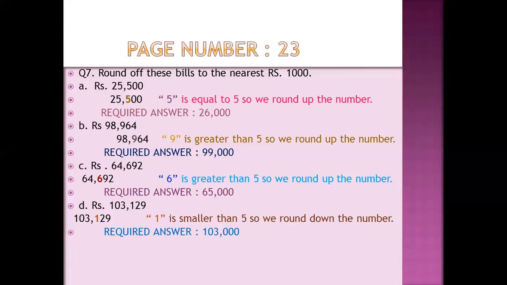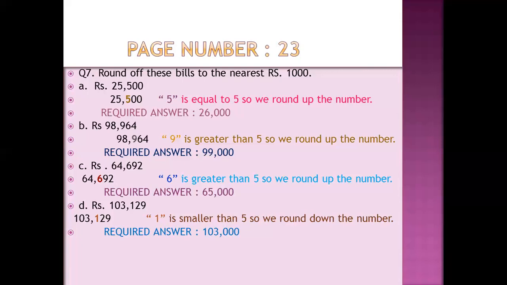In the last part, 103,129, and 1 lies on the 100 place, but 1 is smaller than 5. It means we round down our number and our required answer will become 103,000. I mean 100,000 and 3,000. This is our required answer.